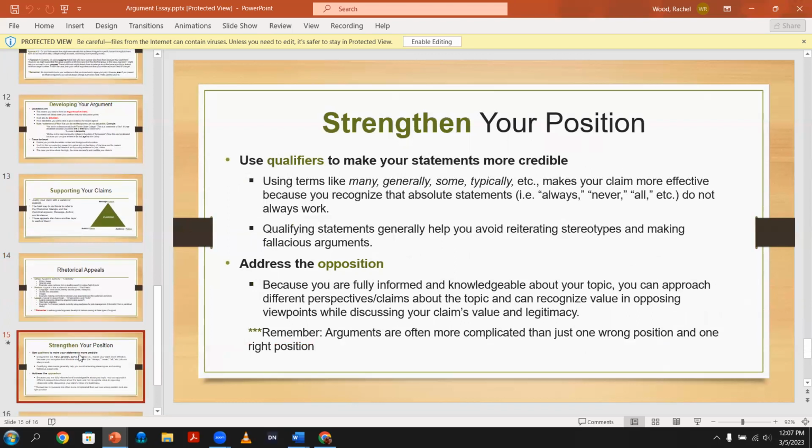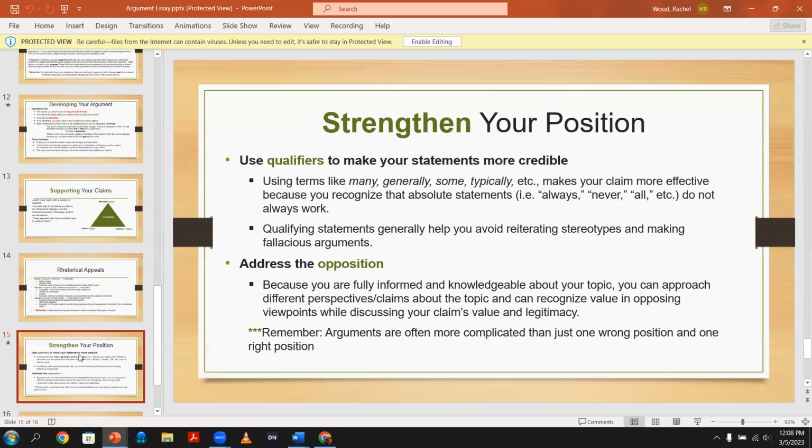It strengthens your position. Using terms like many, generally, some, and typically makes your claim more effective because you recognize that absolute statements like always, never, and all do not always work. Those are what's known as fallacies because they are making an absolute fact. All people, everyone. That's not the case. Use many, generally, some, and typically because it really helps make your claim more effective. Qualifying statements really help you avoid reiterating stereotypes and making fallacious arguments. Again, like I said, logical fallacies.